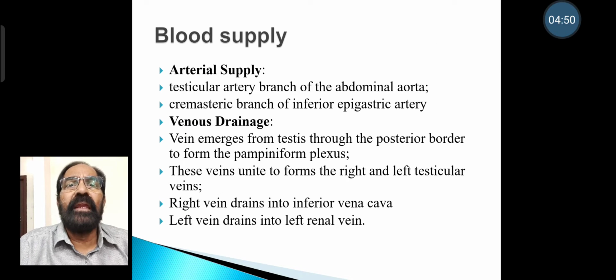Blood supply. Arterial supply is by the testicular artery, which is a branch of abdominal aorta, and the cremastic branch, which is a branch of inferior epigastric artery. Venous drainage: veins emerge from testis through the posterior border to form pampiniform plexus. These veins unite to form right and left testicular veins. Right testicular vein drains into inferior vena cava, whereas the left testicular vein drains into left renal vein.